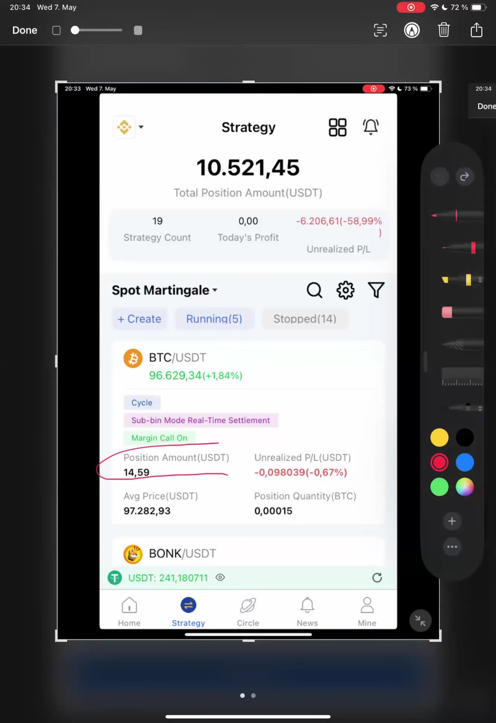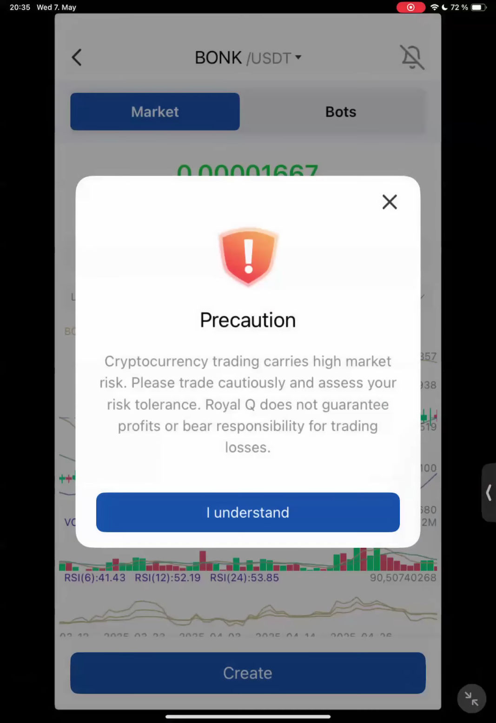So this is the position amount. Position amount, you can see in brackets USDT. It means only 14.59 USDT is invested in BTC. Then the unrealized PNL is negative 0.67%. So if I go to my exchange, I'm not supposed to see exactly 14.59. I'll see 14.59 minus the outside figure. Okay, that is what I'll see in my exchange.